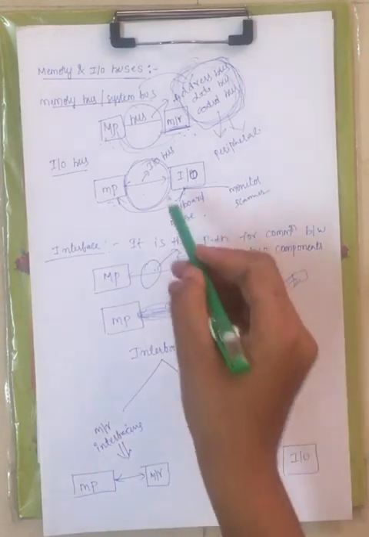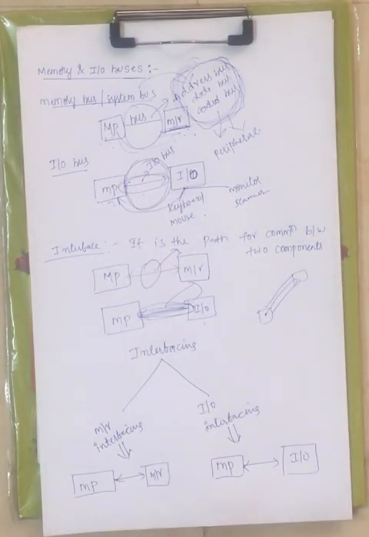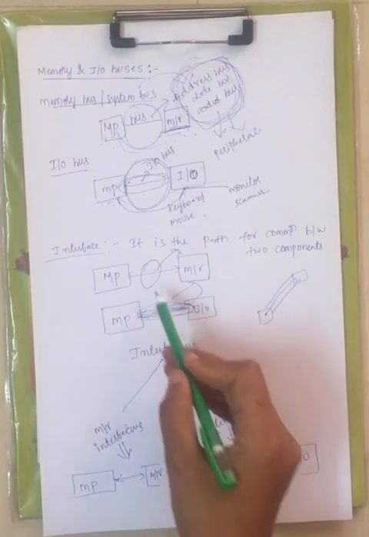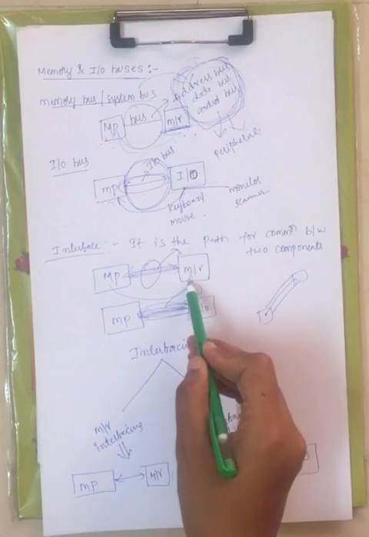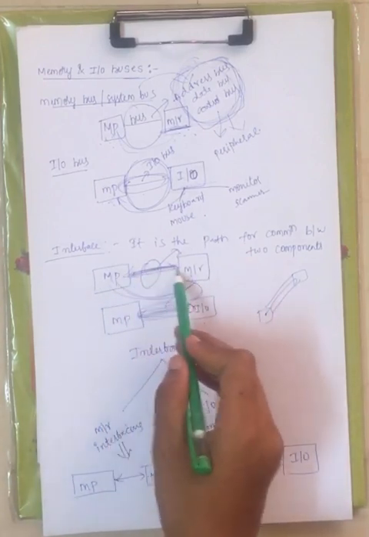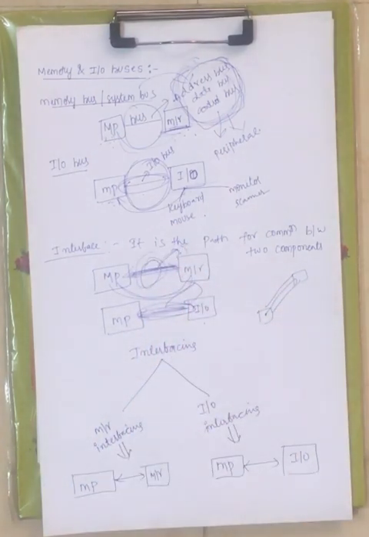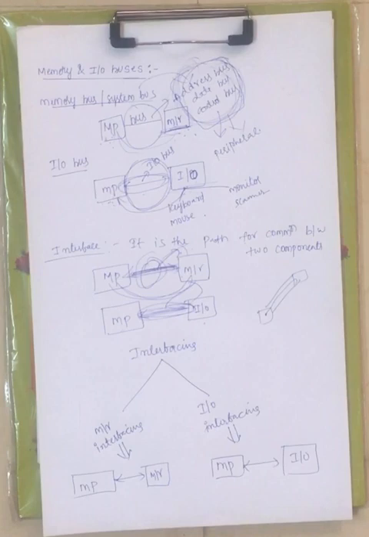Now this particular path is nothing but the interface. Interface is nothing but the path between two components that is used for communication, right? If you see this path, this is the path for communication between the microprocessor and the memory. That's why this is called interfacing. Now the interfacing is categorized into two types. One is memory interfacing and another one is IO interfacing, right?